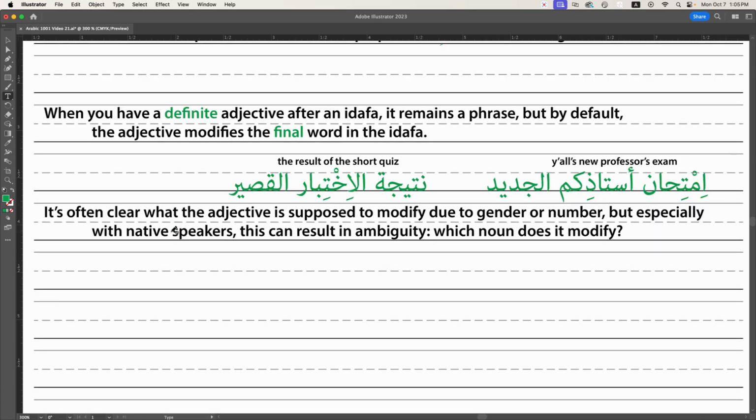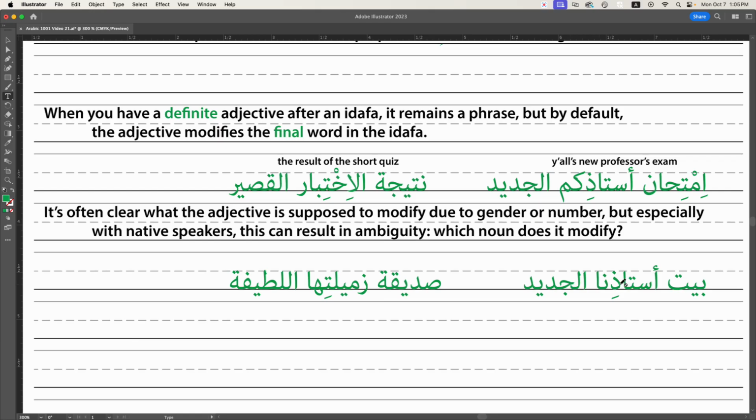So it's often clear what the adjective is supposed to modify due to gender, number, other attributes, but especially with native speakers, not so much. So take a look at this here. Beit ustadina al-jadid, house, our professor, new. By default, it's the professor who's new. It's our new professor's house.